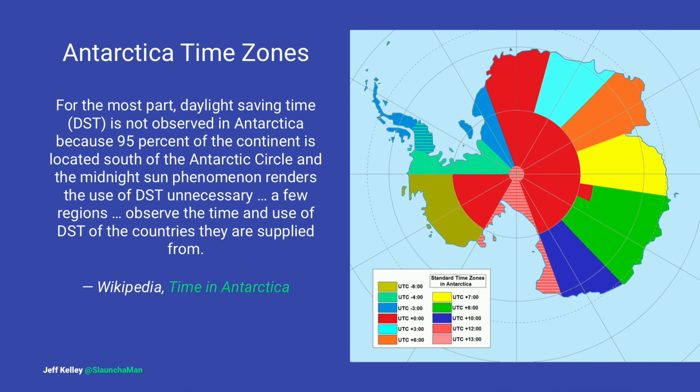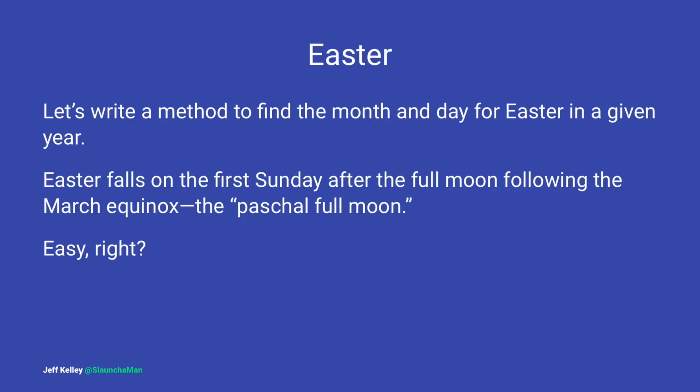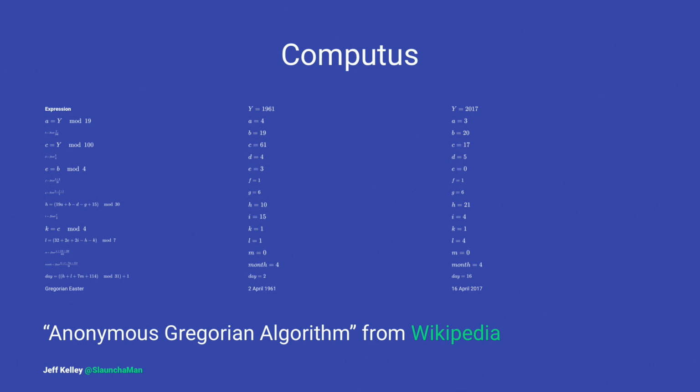Okay, that's simple enough. Let's talk about Easter. Now, Easter, as we all know, falls on the first Sunday after the full moon following the March equinox. That's the Paschal full moon. It's pretty easy. So to figure it out, there's this algorithm called Computus, and using math markup, if Xcode supported variable height tables here, rest assured, there's this huge algorithm for figuring out the month and day for Easter in a given year.